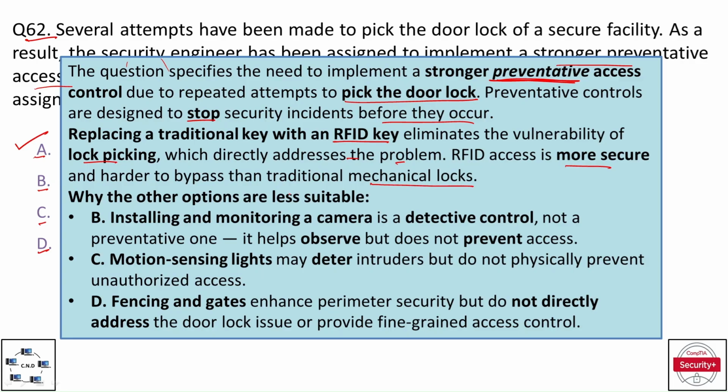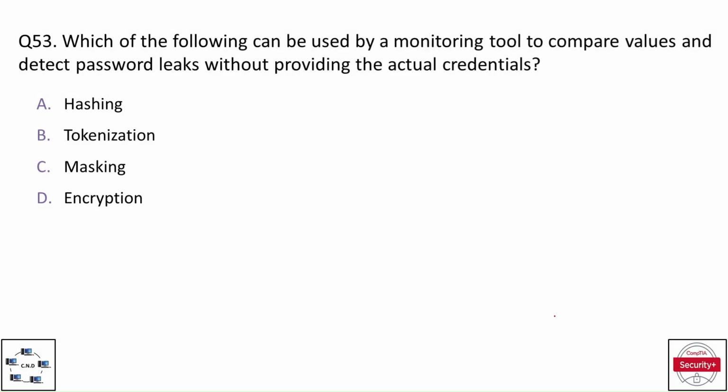Why the other options are less suitable? Option B, installing and monitoring a camera, is a detective control, not a preventative one. It helps observe but does not prevent access. Option C, motion sensing lights may deter intruders but do not physically prevent unauthorized access. And option D, fencing and gates enhance perimeter security but do not directly address the door lock issue or provide fine-grained access control. Question number 63.